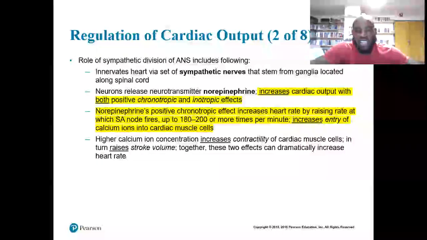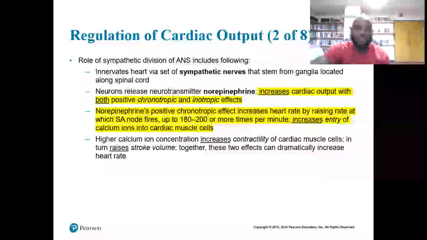so that it can get your SA node to fire up to 180 to 200 times per minute. It increases the entry of the calcium ions into the cardiac muscle cells. Right. So that's how your autonomic nervous system, by releasing norepinephrine, can increase your cardiac output.